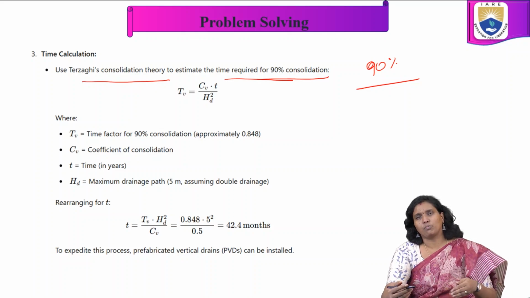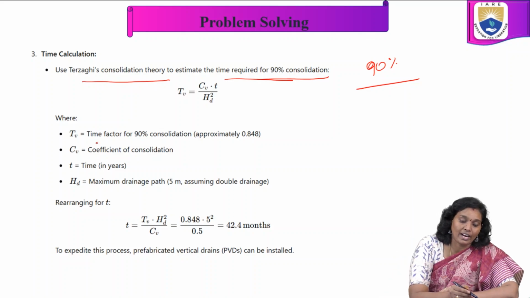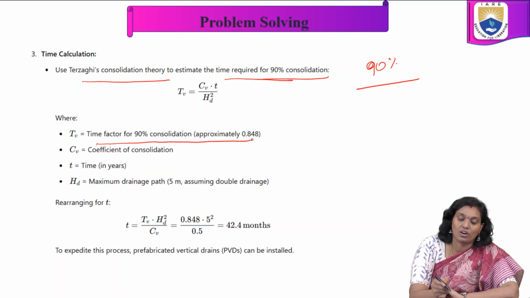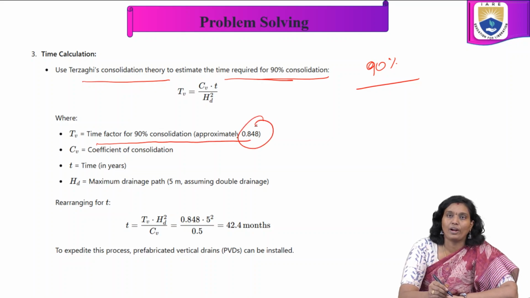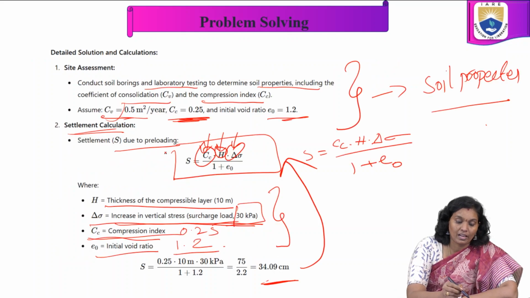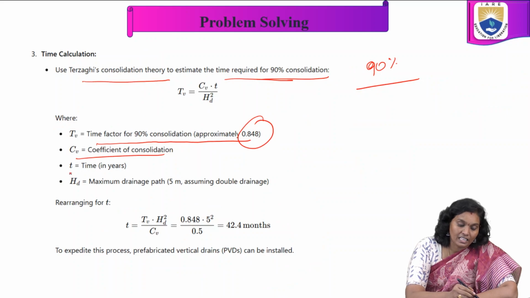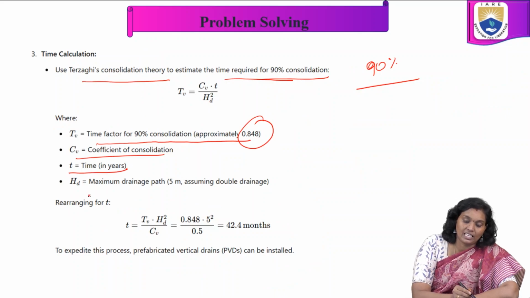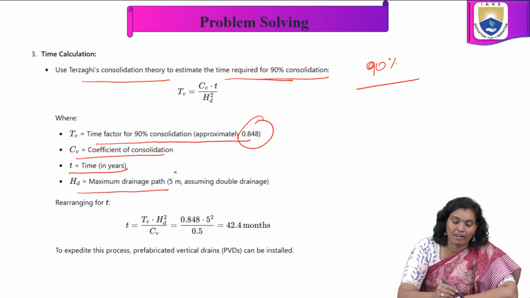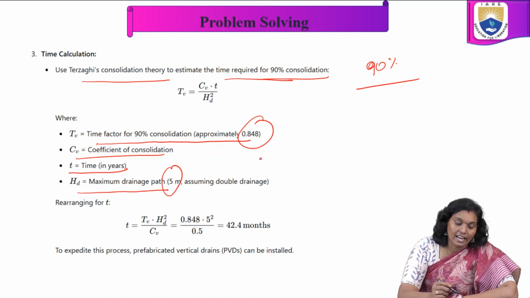It is somewhat difficult. So for 90% consolidation, we are finding this time calculation. Here the time factor for 90% consolidation is approximately 0.848. The coefficient of consolidation is already given, equal to 0.5 meter square per year. And HD is nothing but the maximum drainage path, 5 meters, assuming double drainage. So rearranging these for the time calculation T.